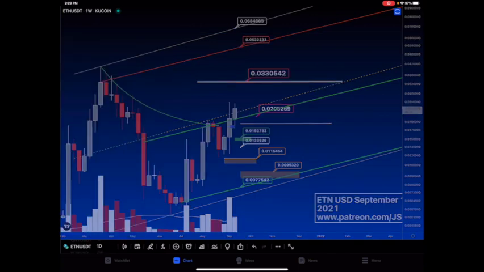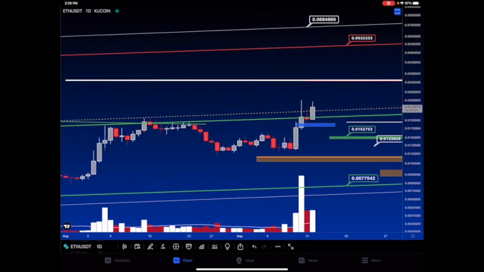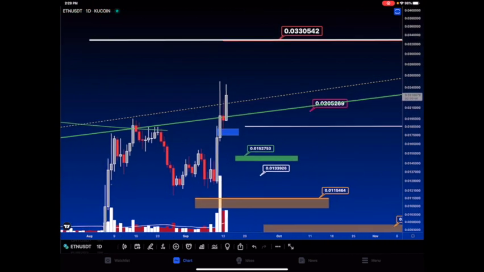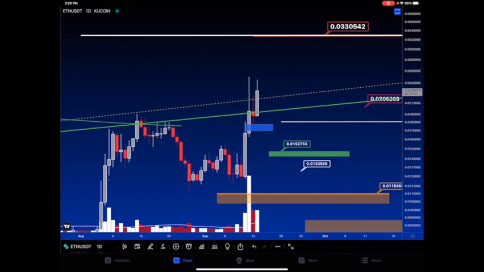Let's go back to a daily chart, and I'll show you a little bit more what I mean. So price right here is primarily reacting to the wicks on the daily chart. It barely went above the core.